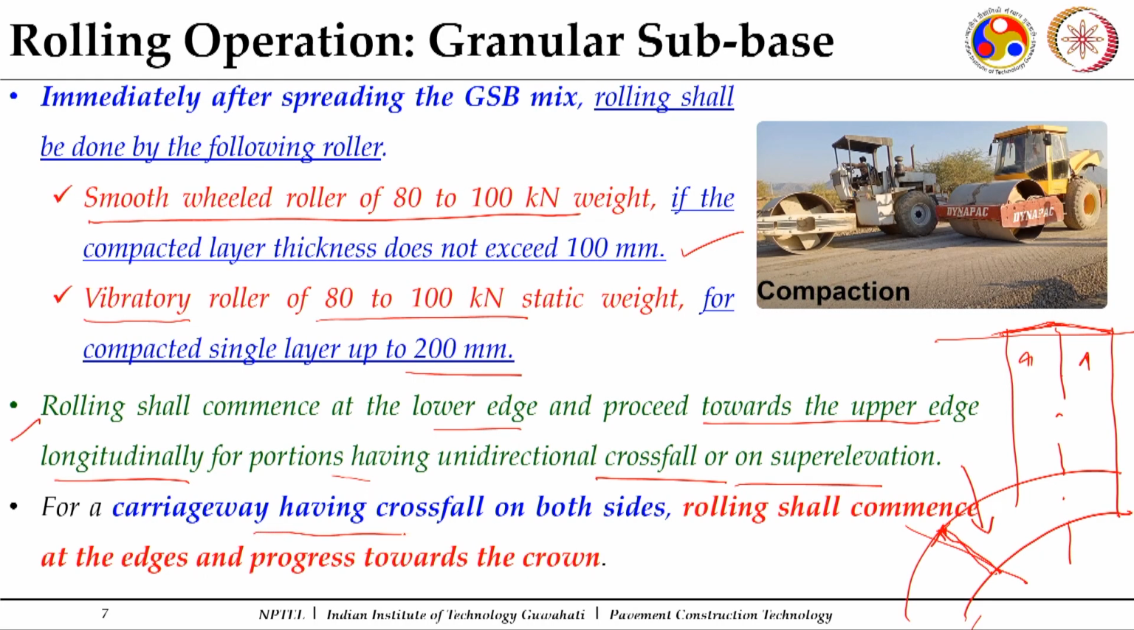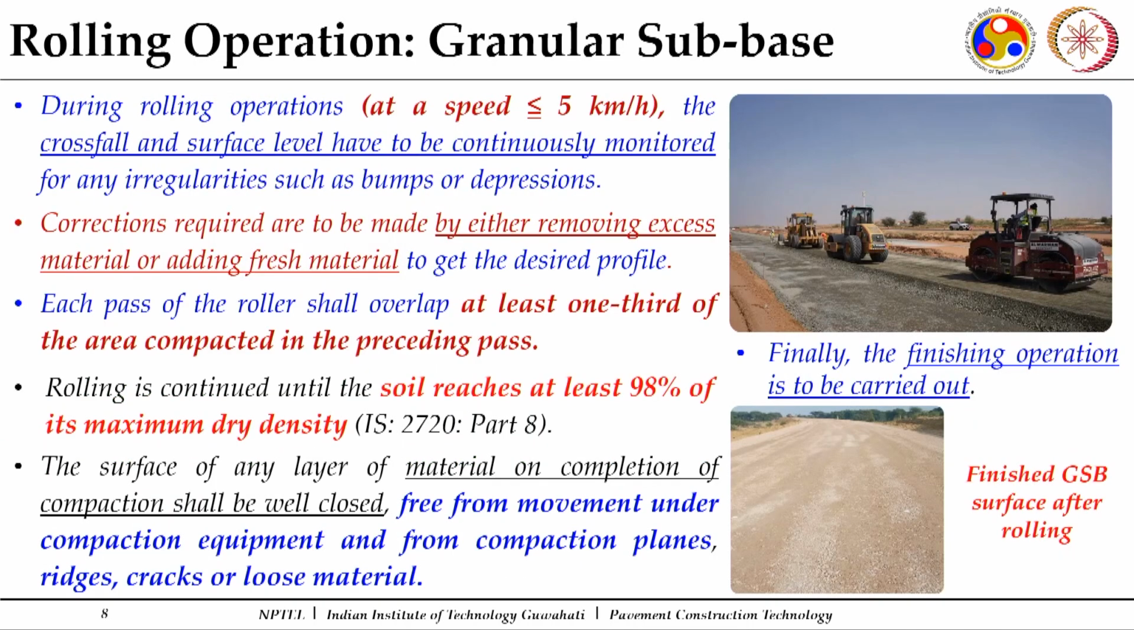For a carriageway having cross slope on both the sides, so, this refers to this case. Rolling shall commence at the edges and progress towards the crown. So, this is how the rolling pattern. This rolling pattern is also important to ensure a uniform and a proper compaction.